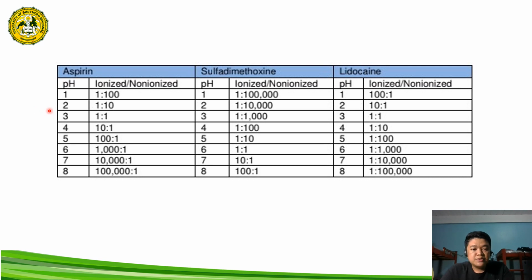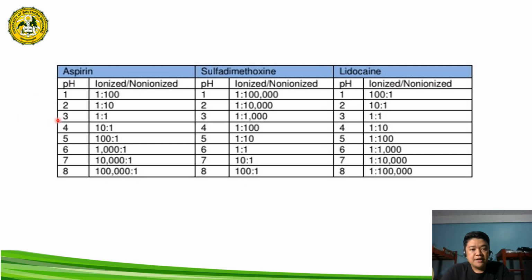When we lower the pH of the environment to 2, as you can see here, there is an increase in the unionized form. When we lower the pH of the environment again, from 3 to 2, there is a tenfold increase in the unionized form. That is the lipid-soluble form of the drug.